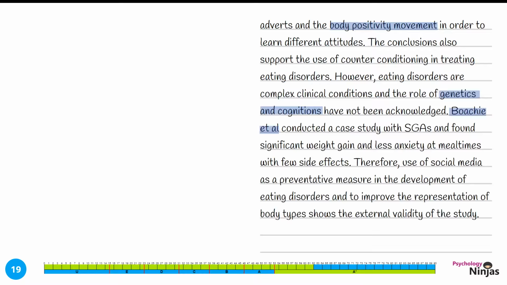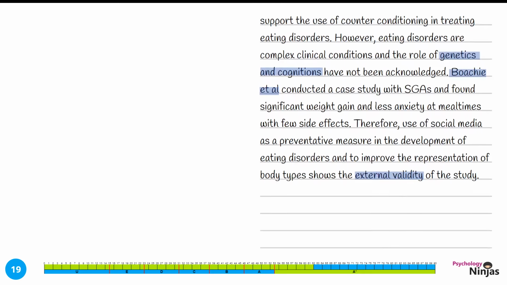Therefore, the use of social media as a preventative measure in the development of eating disorders and to improve the representation of body types shows external validity of the study. Where we're talking about applications, we can talk about external validity, that the study is applicable outside and to the real world. If it's helping people in the real world, then our understanding must be externally valid.